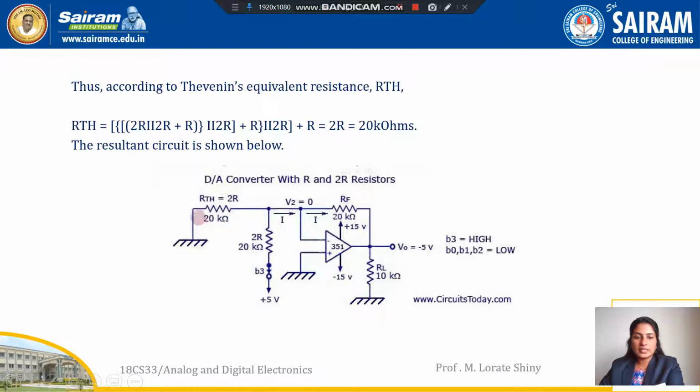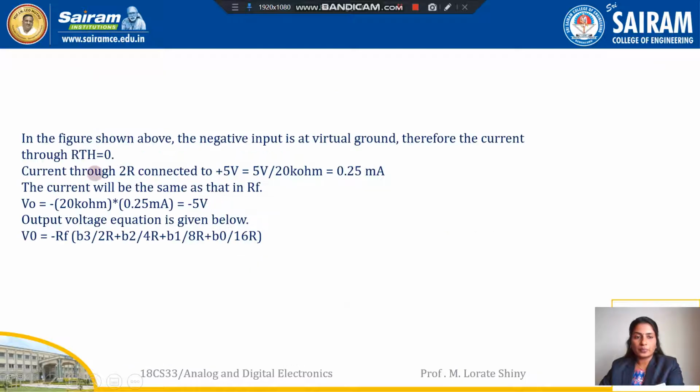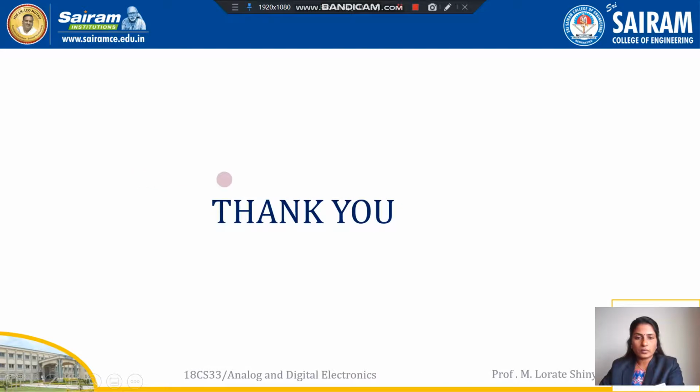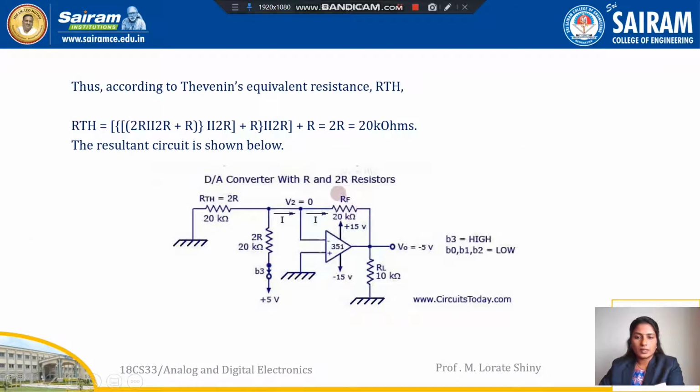See the Thevenin resistor. This is connected with the ground. So the current flowing through the Thevenin resistor also becomes 0. But the feedback resistor is also 20 kilo ohm, and we can find the current flowing through this 20 kilo ohm.